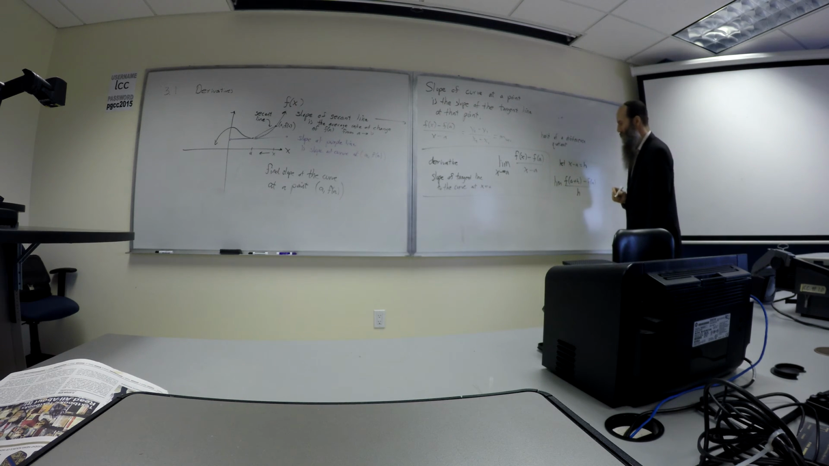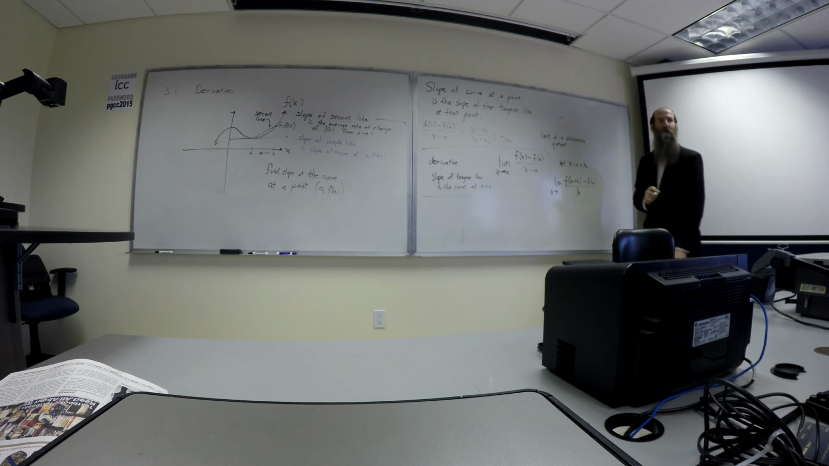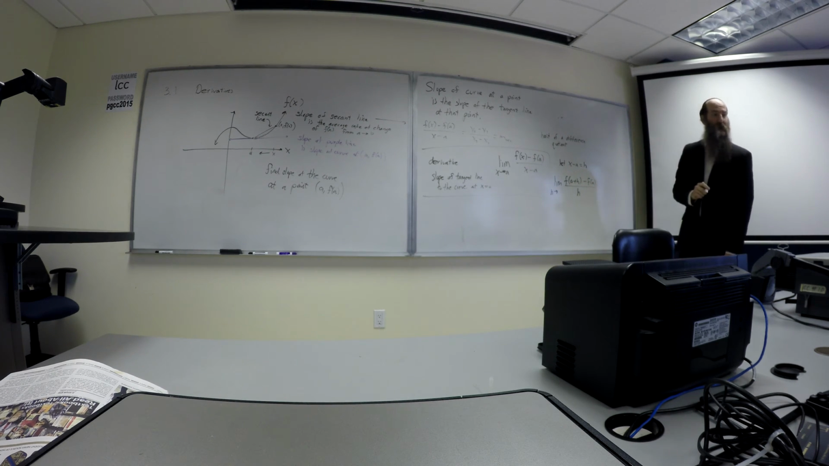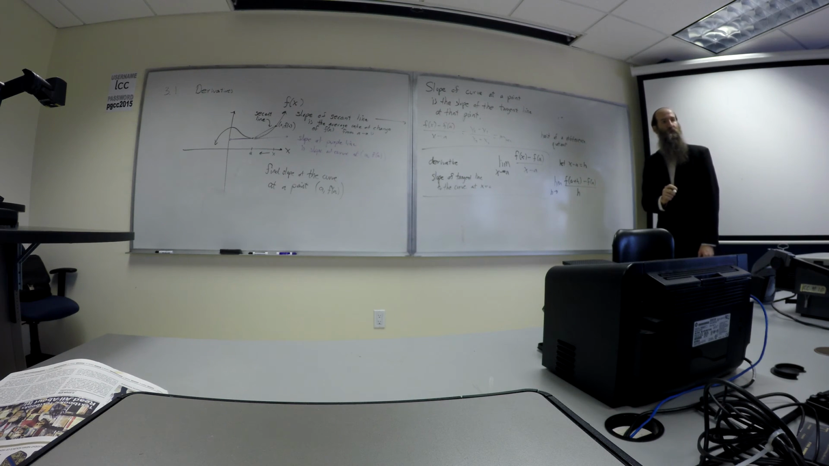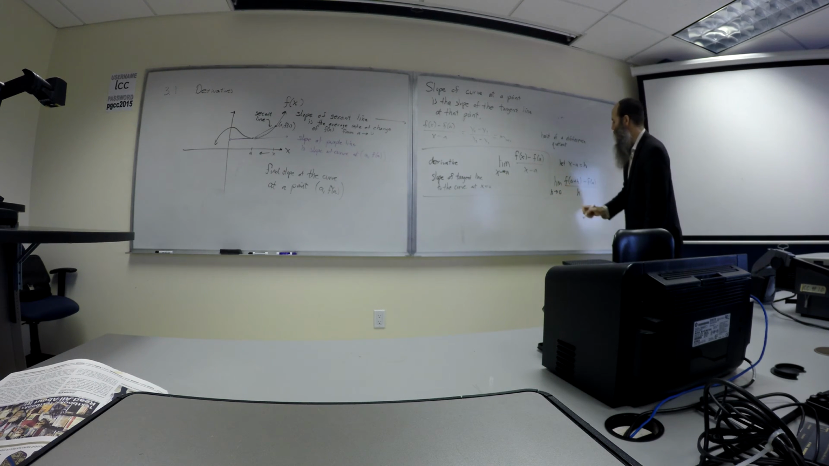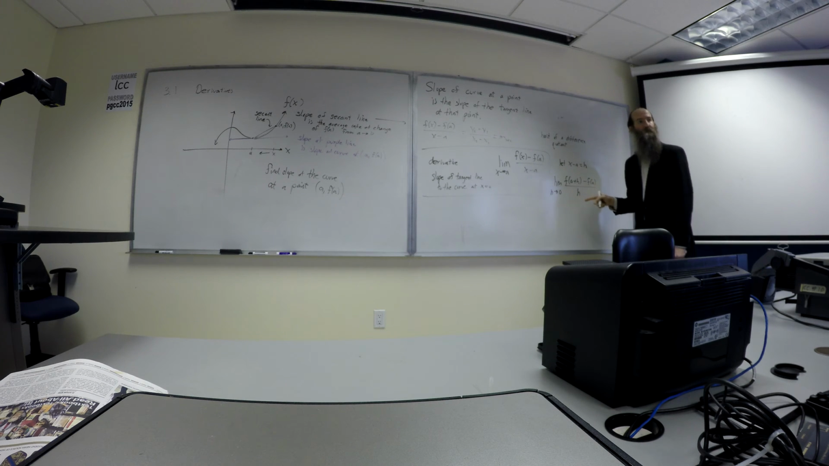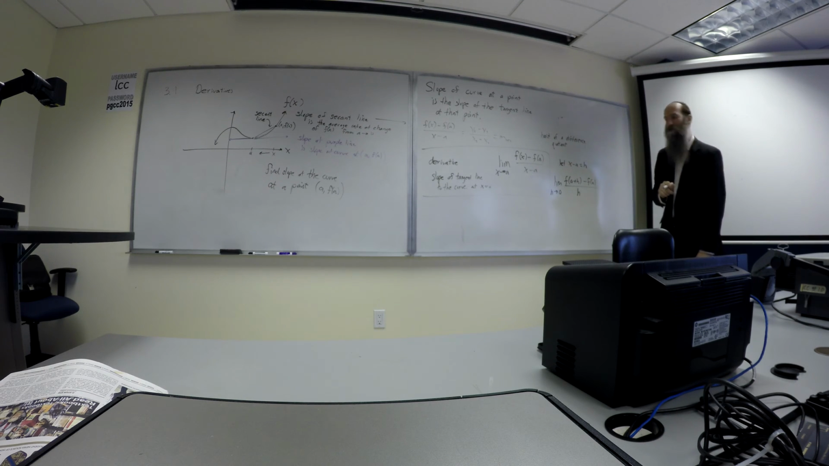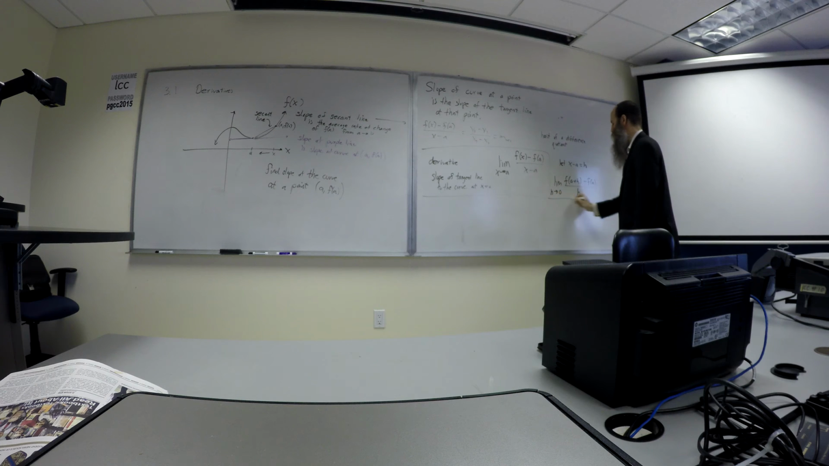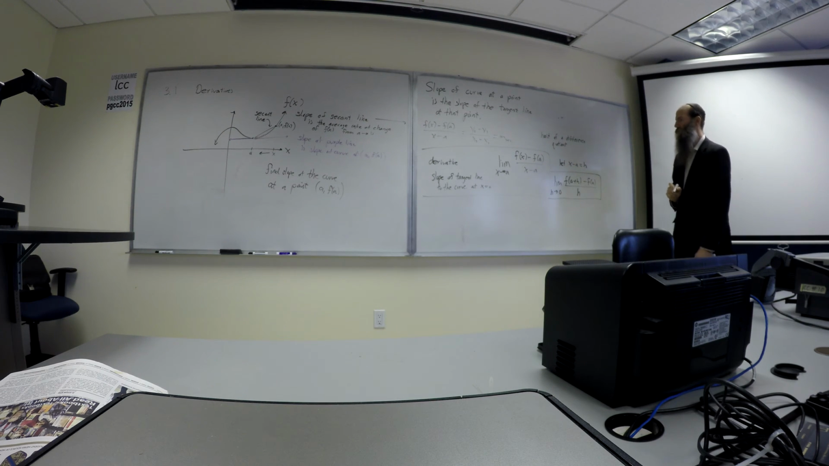What's h heading towards? If x is heading towards a, what is h heading towards? Right, 0. If x is heading towards a, this quantity here, x minus a, is heading towards 0. So therefore h is heading towards 0, and there's our new limit defined in terms of h, a shrinking h. So there's version 2, which is, I would say, the more widely used one.